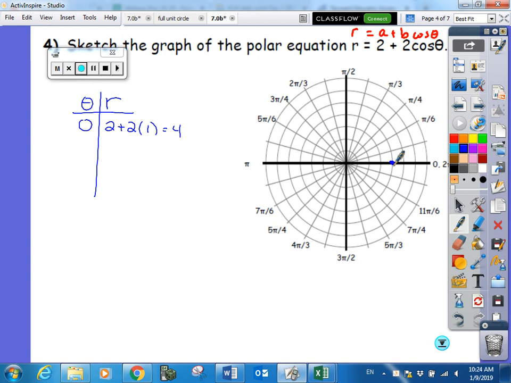Then we don't like pi over 6 because that's root 3 over 2. Pi over 4 we don't like, but pi over 3 is a good one. 2 plus 2 times cosine of pi over 3 is 1/2. So 2 plus 1 is 3. So when r equals 3, we're at pi over 3.